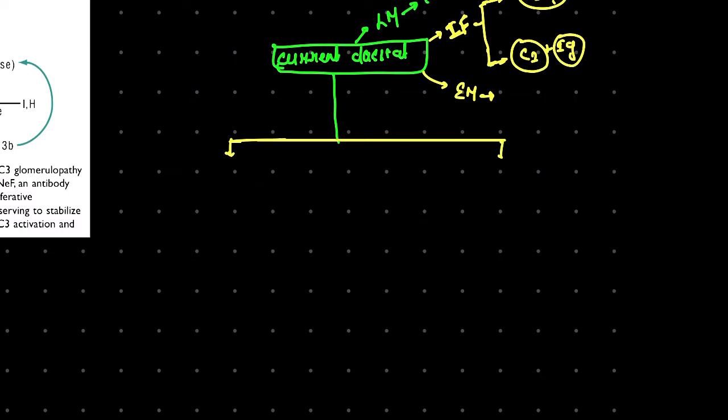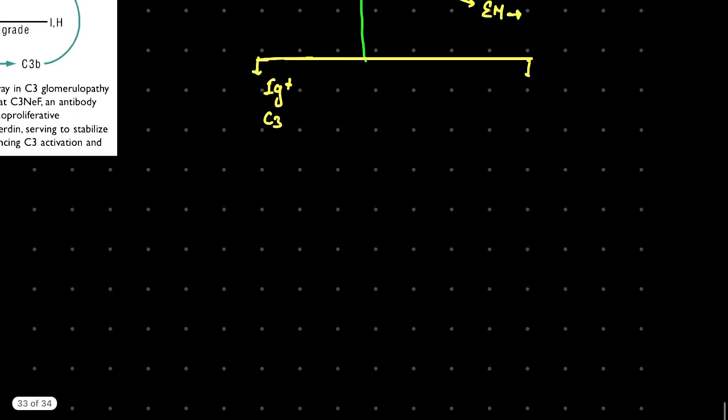What are the two classes? The first one is where there will be the presence of immunoglobulin, and there will also be the presence of complement C3. The next one is the one in which there will be no immunoglobulin deposition, but there will be complement C3 deposition.